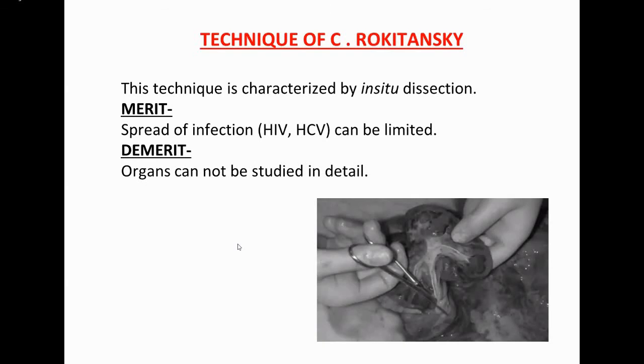Rokitansky: basically the technique is characterized by in situ dissection, used for example in spread of infection, certain HIV cases if you know it is suspected, and also an AIDS patient. As in COVID, we are not performing open autopsies; we are doing the Rokitansky technique right now for suspected COVID. The demerit is that organs cannot be studied in detail, because within the body we examine all these things, collect samples from there and send them, without exposing everything.